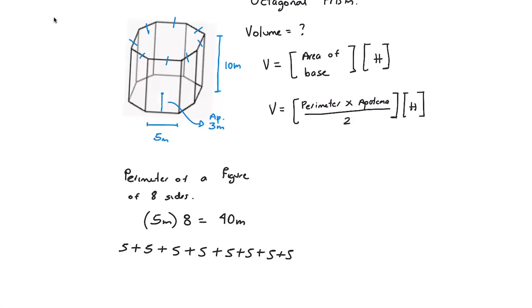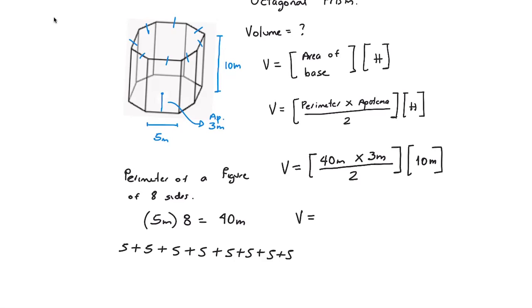So the volume of this figure is going to be given by the 40 meters, that is the perimeter, times the value of the apotema. What is the value of the apotema of this figure? 3. Exactly, times 3 meters, divided by 2, and then all that times the value of the height of the figure, which is 10 meters.